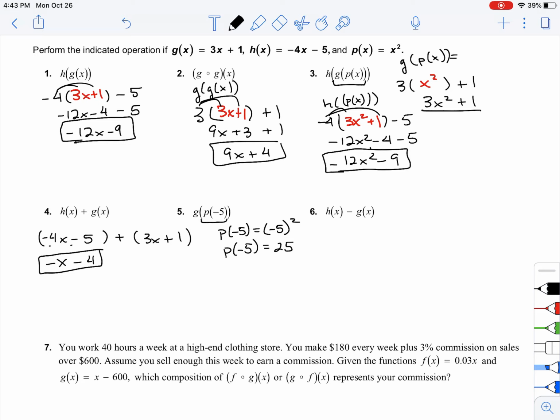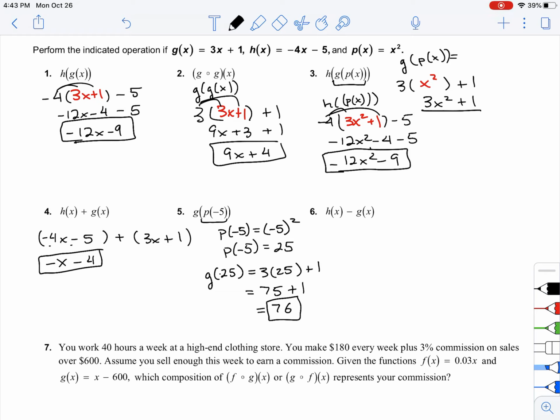So now we're going to plug in 25 in for p of negative 5, and that is going to go into g of x. So g of 25 is equal to 3 times 25 plus 1. So 75 plus 1, which is 76.